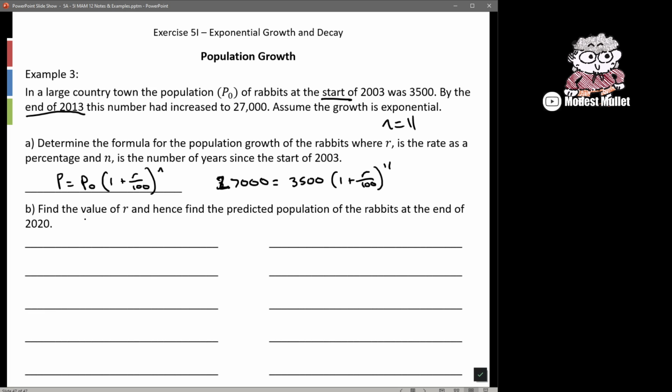Got to read the question properly. Find the value of R, so find our rate, and then hence find the predicted population of the rabbits at the end of 2020. So we're going to solve the equation. Get 1 plus R on 100 to the 11. Divide by 3,500 both sides. We get 27,000 divided by 3,500 is equal to 1 plus R on 100 to the 11. So let's take log base 11 of both sides.